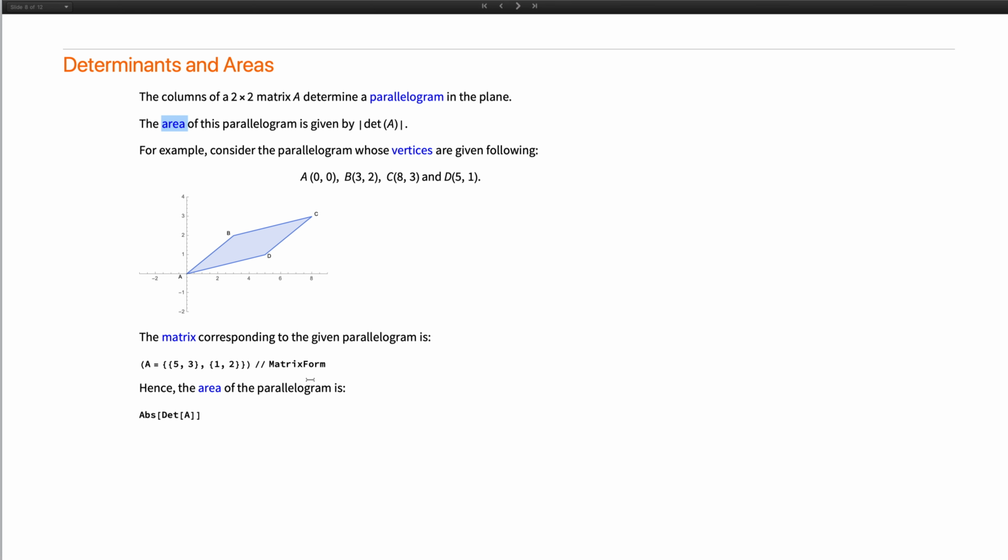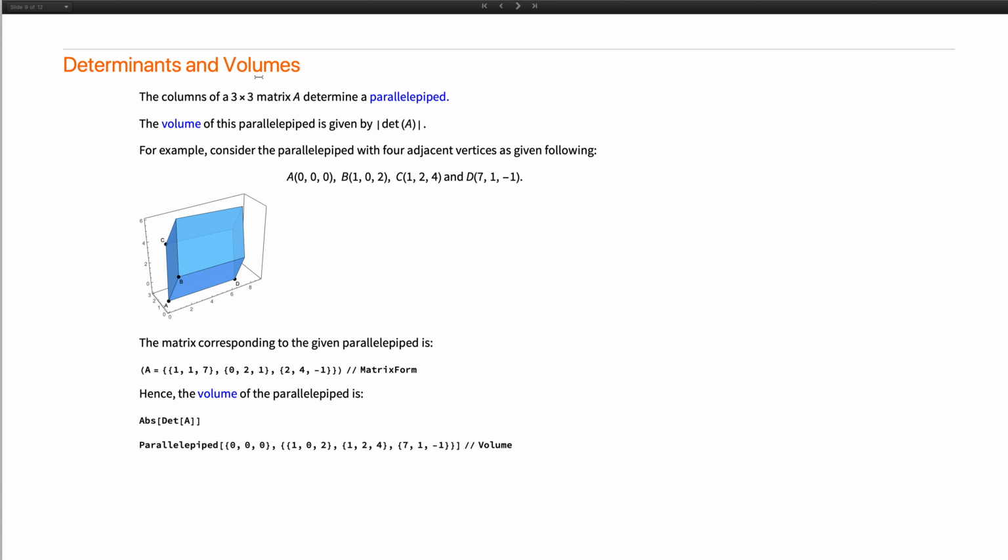Now what you do is you first of all work out the matrix for this parallelogram. And that's just given by (5, 1) and (3, 2) as the columns. And you can work out the area quite quickly. So determinants really correspond to areas in this case. And similarly, you can talk about determinants and volumes.